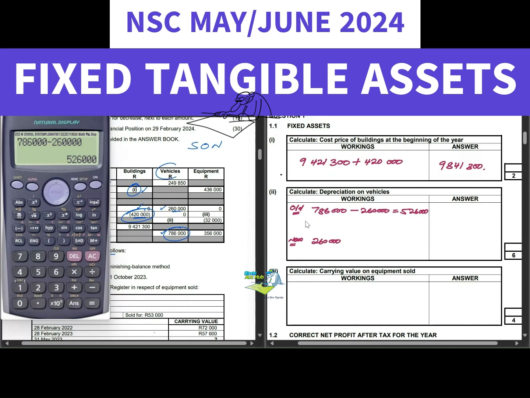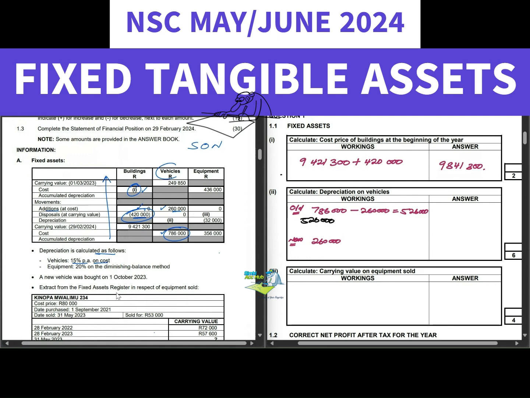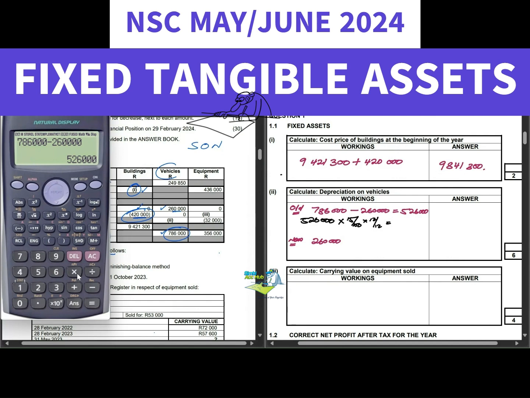And then I'll take that 526,000. Remember, I'm calculating it on cost. So it will be 526, then I multiply that by the 15%. And I know that my old will be there for 12 months. So I'm simply going to say 526 multiplied by 15%. And then that will give me my 78,900. So here I'm going to have 78.9. That is on my old.